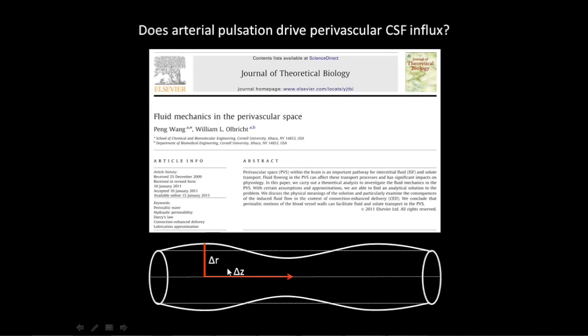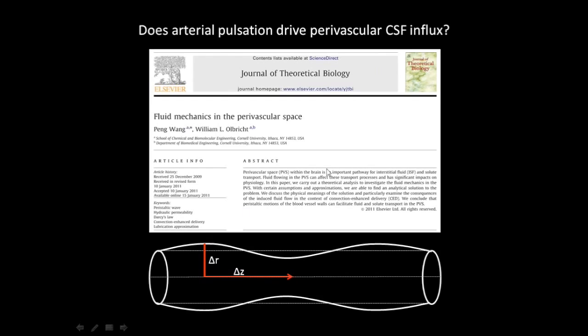So our thinking, though, is that in one way or another, and we're not necessarily wed to this idea of peristalsis, pulsation itself is maybe one of the driving factors.